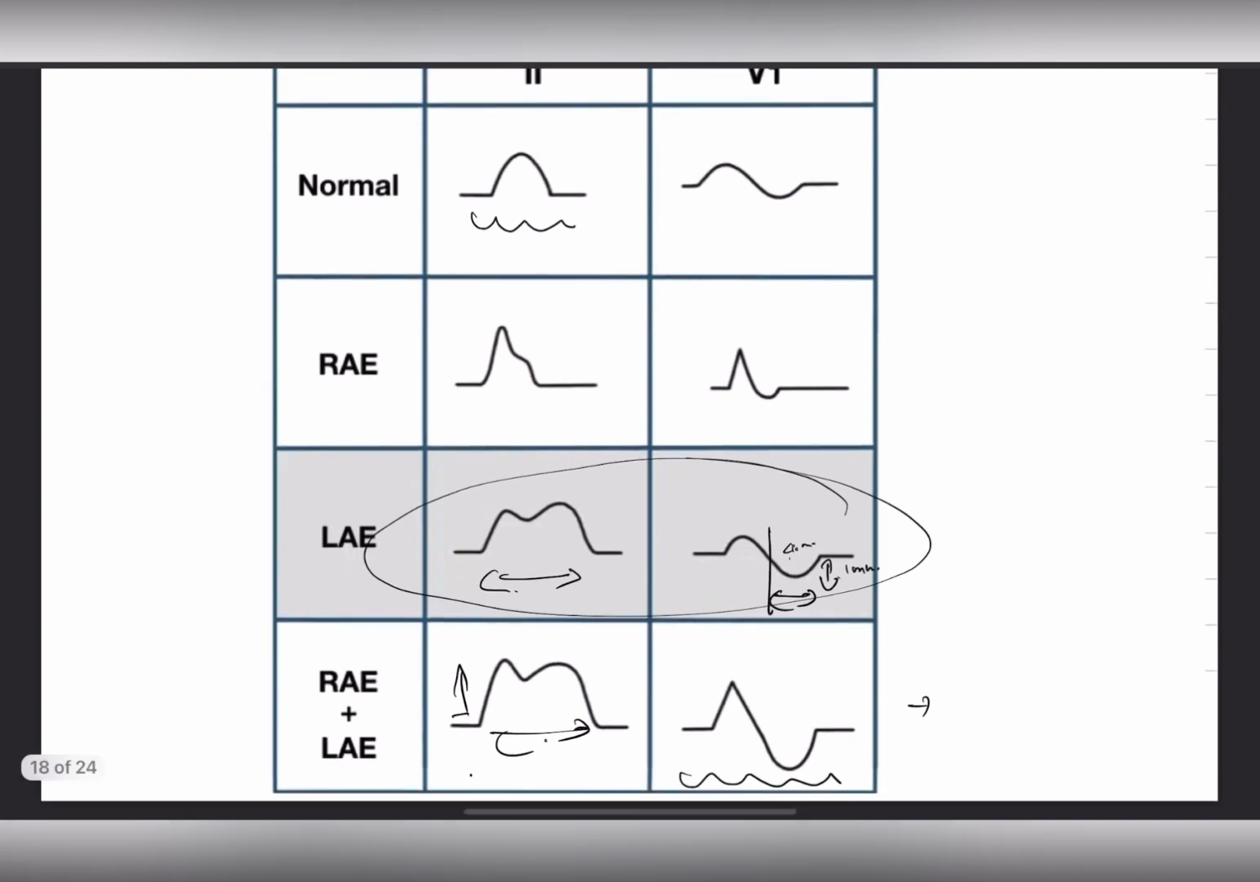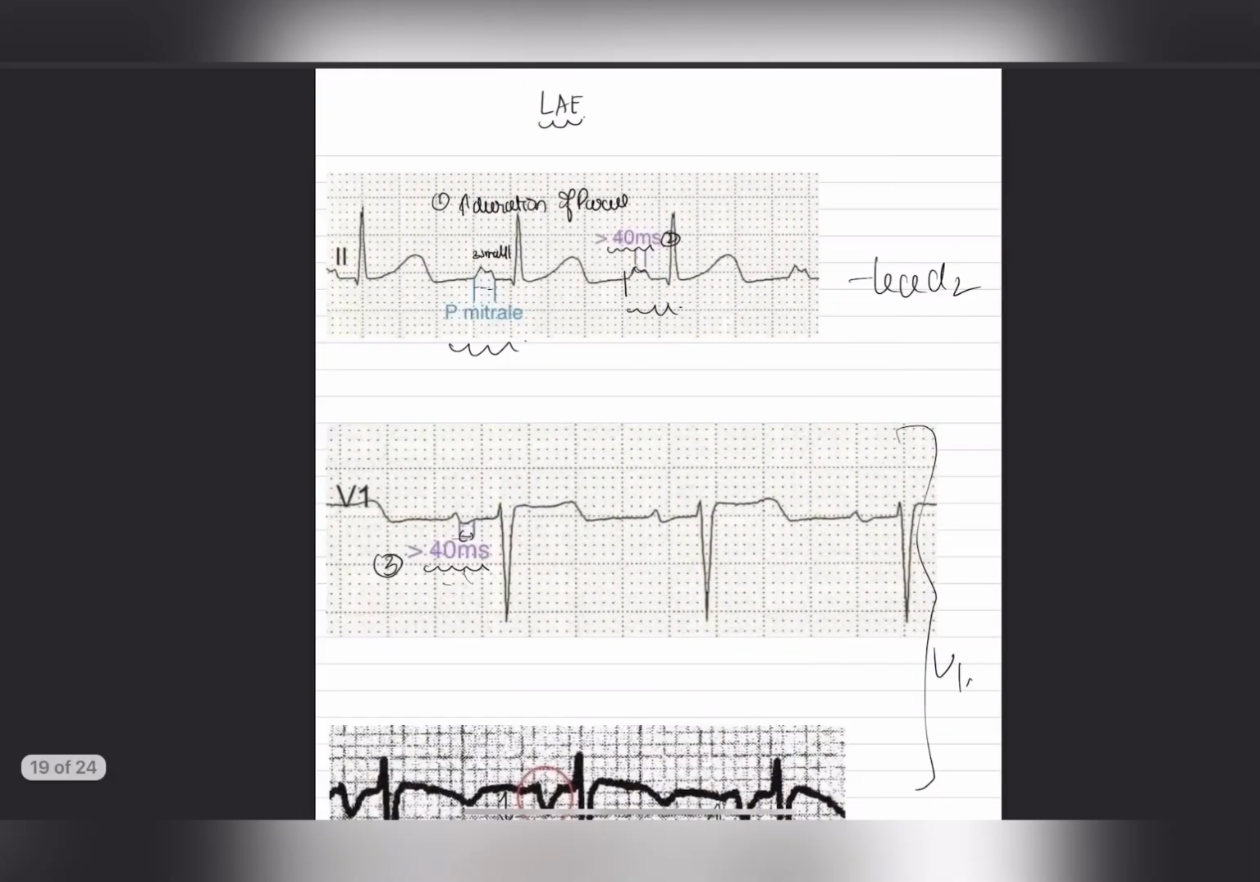Where can bi-atrial enlargement be seen? Any patient with restrictive cardiomyopathy with MR or constrictive pericarditis, all these conditions can have bi-atrial enlargement. Both the atria will be massively enlarged and the ventricles will be of normal size. These are the classical examples. So we are done with the atrial enlargements.